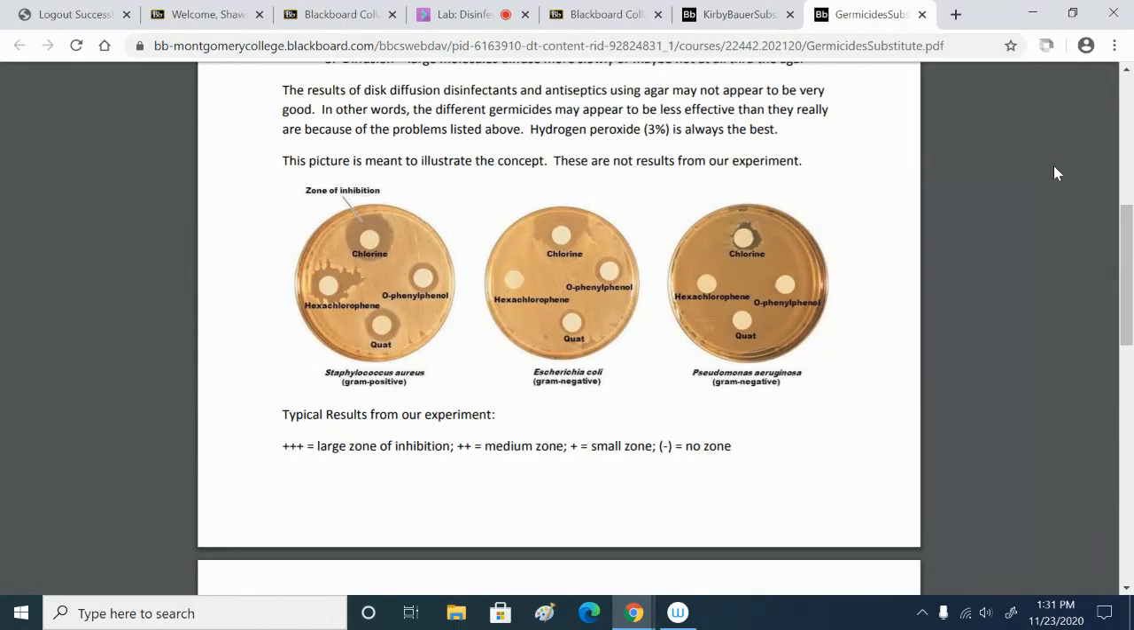And for this experiment, we just eyeball the zones, we compare them. Your group members determine what is a large, medium, or small zone relative to all the zones you have on your plates. Right? So you would decide, this is a large zone, or this is a medium, or this is a small zone. And of course, sometimes there's no zone. And then we score the results. A large zone is 3+, medium 2+, small zone is 1+, and no zone is a minus. And then you would put your data on the board so we could discuss them.